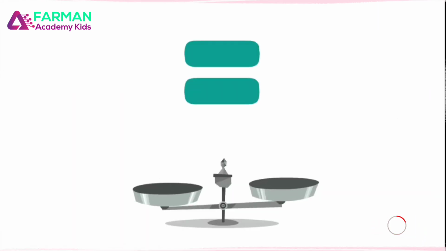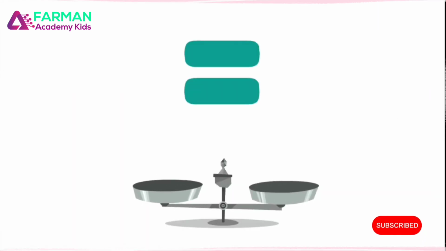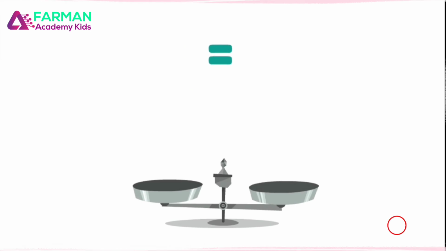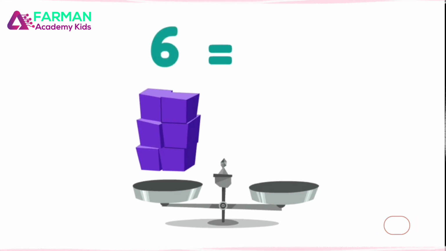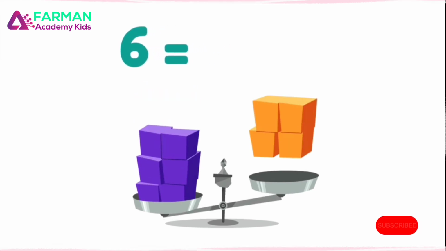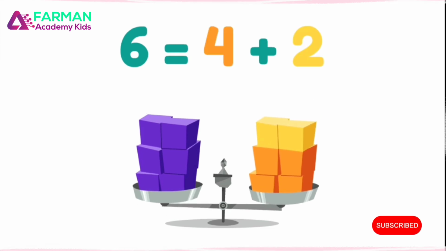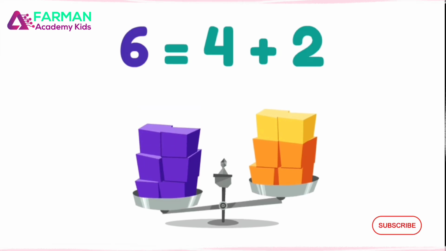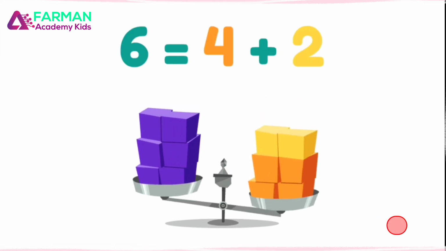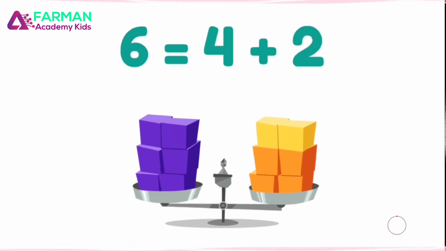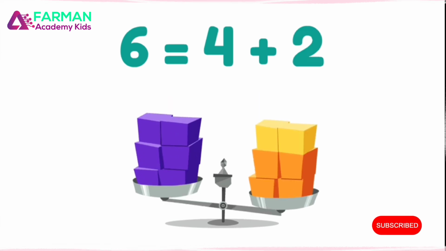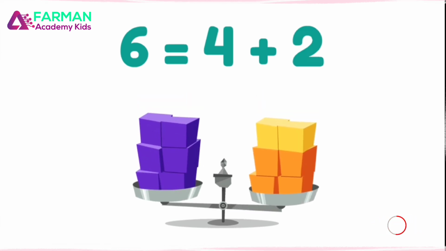Equal means that things on both sides of the equation are the same. This side has 6, and this side has 4 plus 2. 4 plus 2, that's 6. So, this side has 6, and this side has 6. The equal sign was right. Both sides are the same.